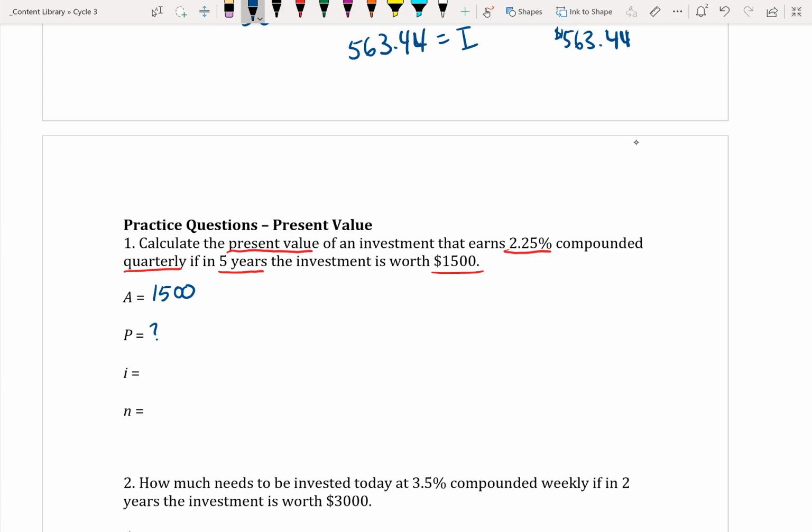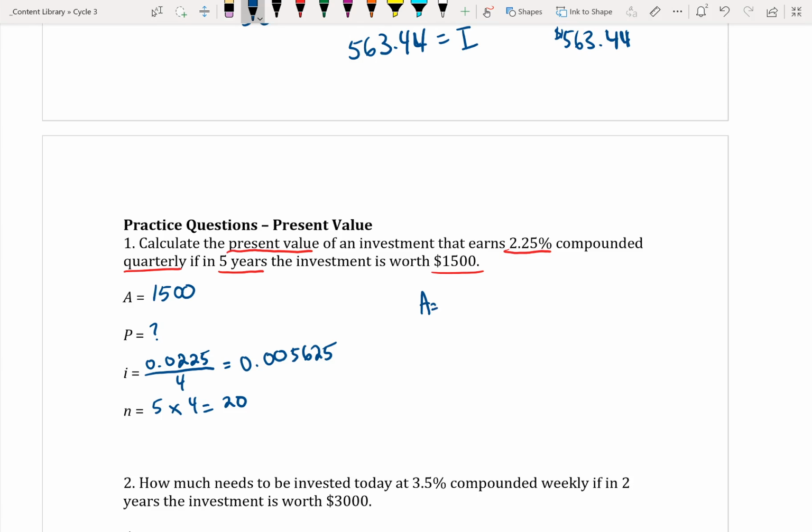Our I value is the percent as a decimal, so 0.0225 divided by the compound number, which is 4, because it's compounded quarterly. So 0.0225 divided by 4, we get 0.005625. And our n value is 5 years times quarterly, so 4, which is 20. That means it's 4 times a year for 5 years, which means 20 times in total.